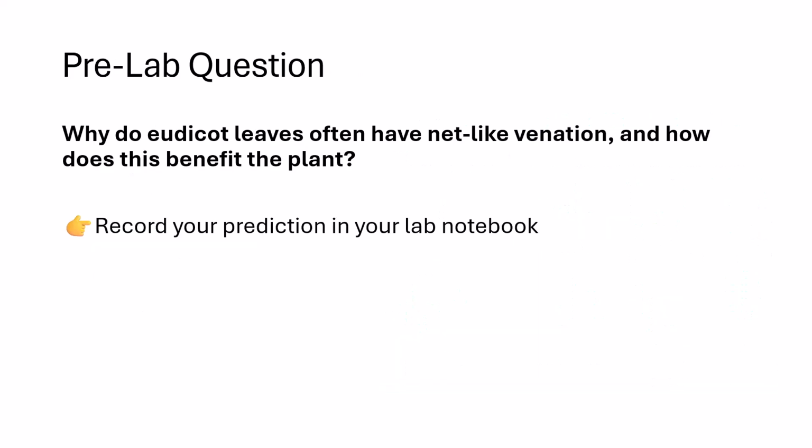Before making your observations, pause and consider this question. Why do eudicot leaves often have net-like venation, and how does this benefit the plant in terms of support, transport, and resistance to damage? Consider the effectiveness of coverage along the leaf by having a branching network and how alternative water and nutrient pathways may enhance survival if the leaf is damaged. Write your prediction in your lab notebook, then continue.